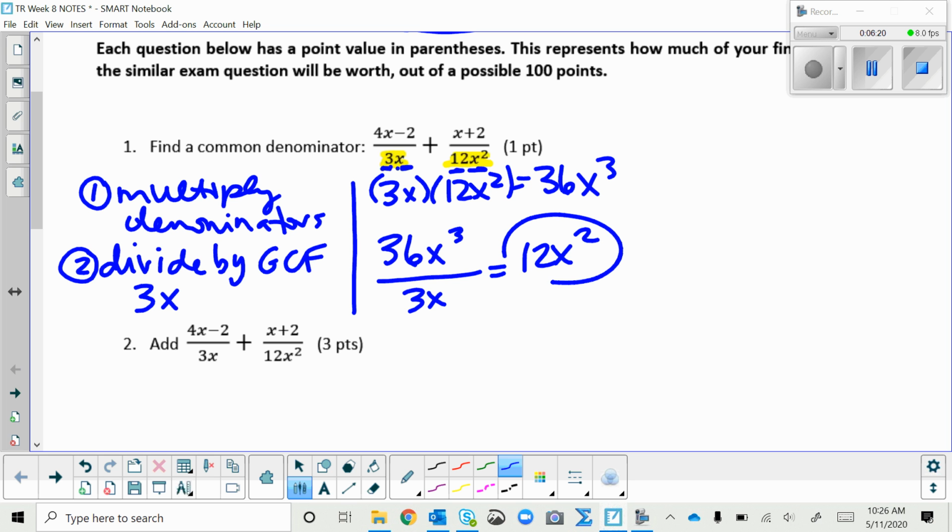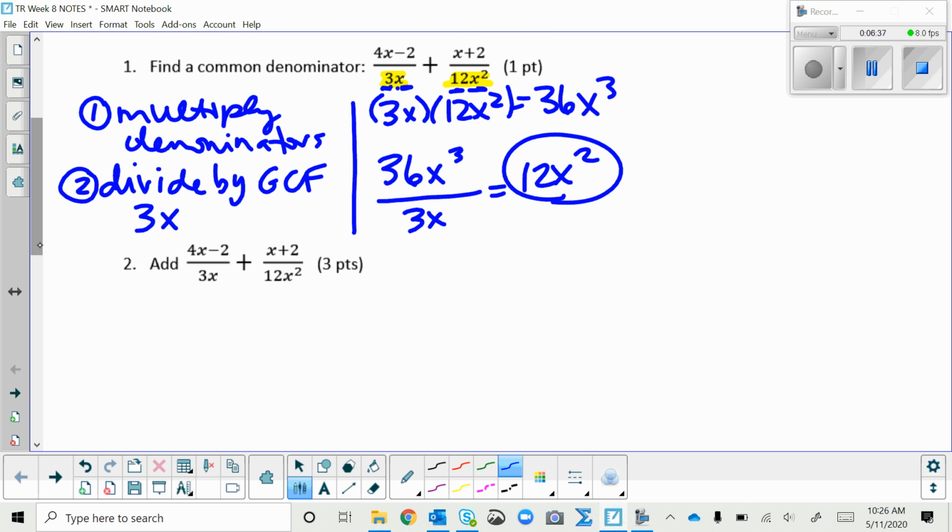you get a least common denominator, okay? And this is the same answer you'd get if you were just doing it in your head. But if it's hard for you to do it in your head, then you have these steps to help you out, all right? So now that we have the least common denominator, we will go to number 2, where we're actually going to rewrite using that and then add.